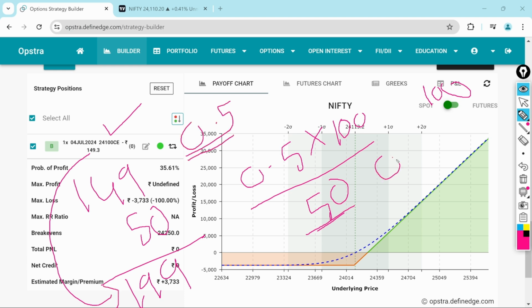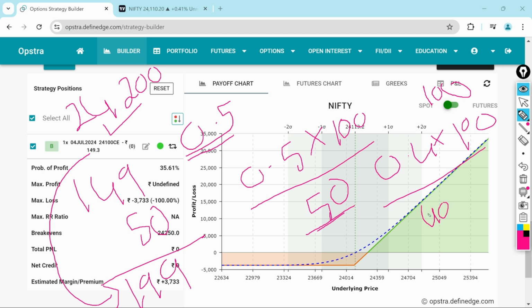What if you have bought the option of delta 0.4? For example, instead of buying a 24,100, if you have bought a 24,200, which is of delta 0.4, then if the market moves 100 points, that particular option will gain only 40 points because the delta for the 24,200 call option is 0.4.